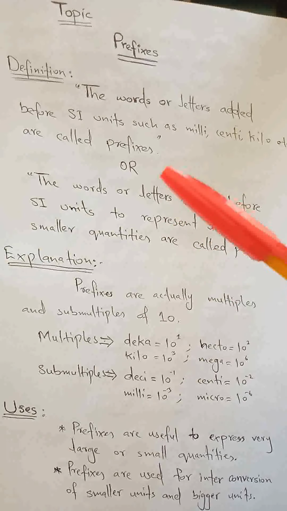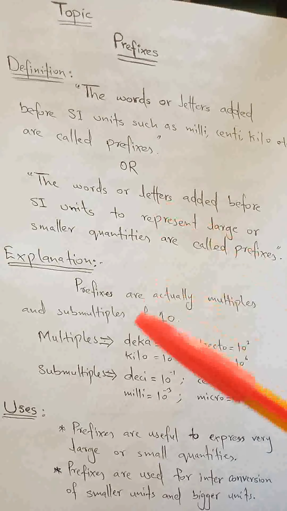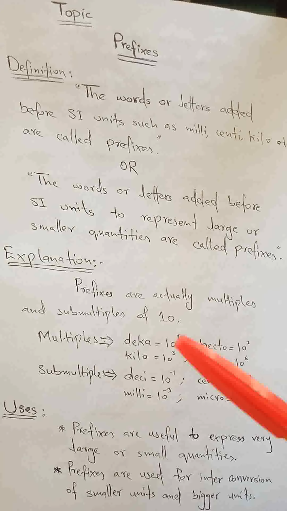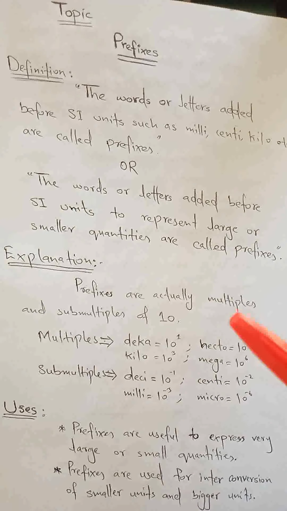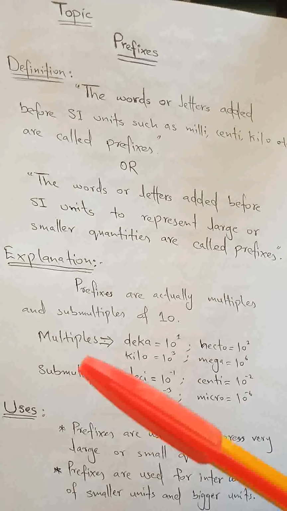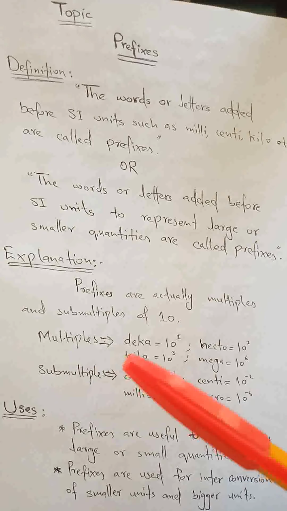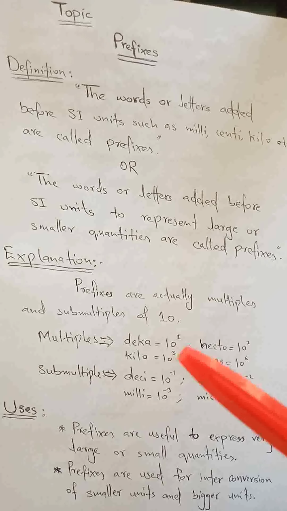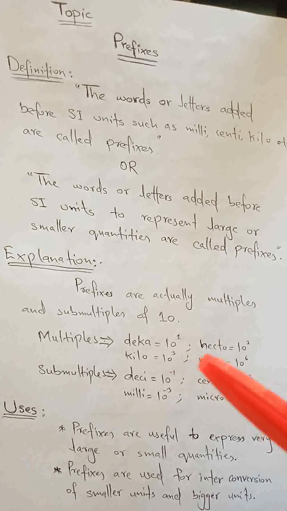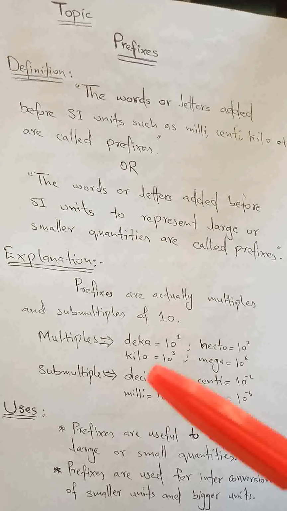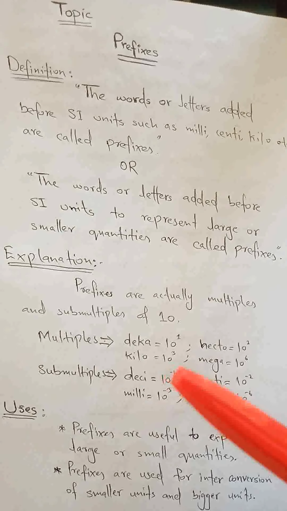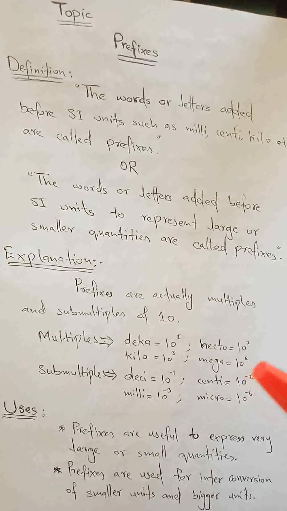Now dear cadet, in order to explain these definitions, prefixes are actually multiples and submultiples of 10. What are multiples? Multiples are those values which can be completely divided by 10. For example, deca, whose value is 10 power 1, can be completely divided by 10. Hecto, whose value is 10 power 2. Kilo, 10 power 3. And mega, whose value is 10 power 6, which is also completely divided by 10.